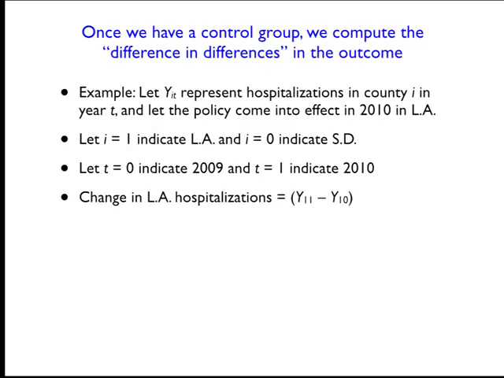So if either one of these subscripts is 0, then you know that the policy cannot be in effect, either because you're in the control county or you're in the pre-treatment period, or potentially both. But when both of these subscripts are equal to 1, that's essentially when the policy has been turned on or activated in that particular county.